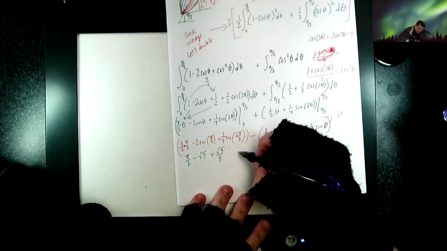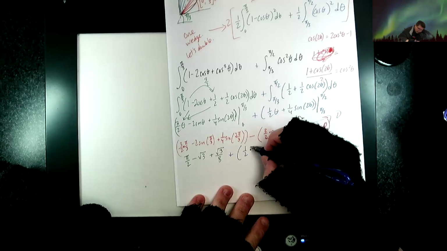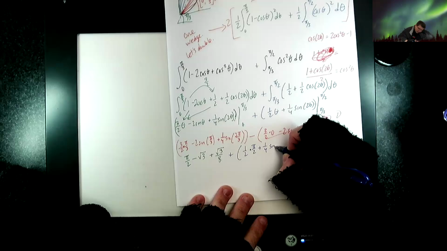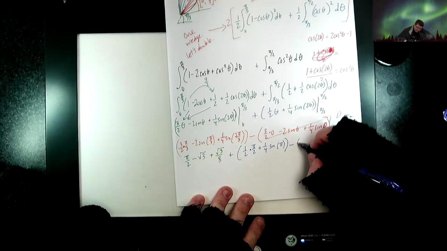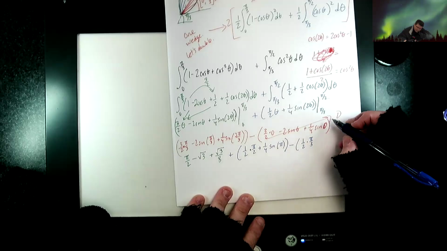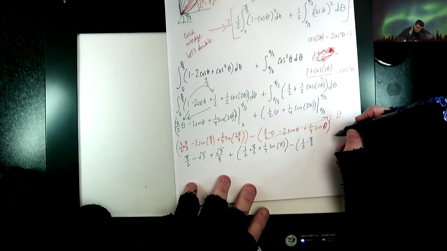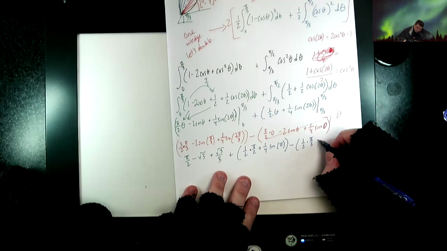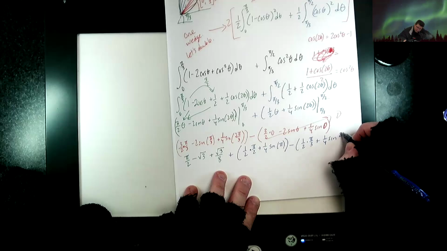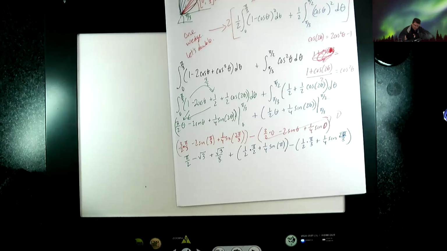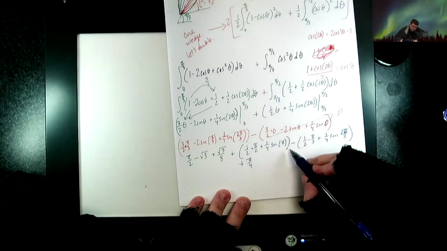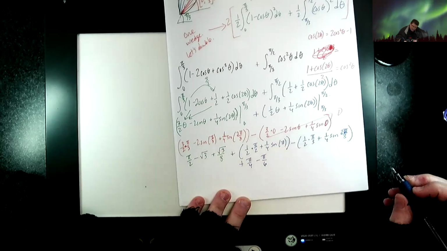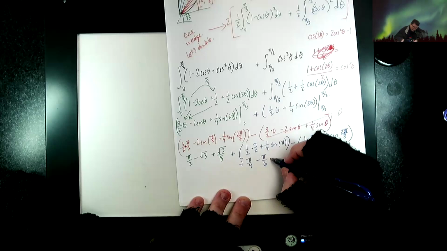We'll take a look at the blue now. Then we have plus 1/2 pi/2 plus 1/4 sine of 2 times pi/2 is sine of pi. Minus 1/2 pi/3. Let's see. Plus 1/4 sine of 2 pi/3. So that's a plus pi/4 plus 0 minus pi/6. And then minus a √3/8.